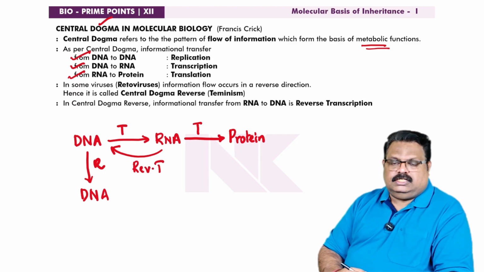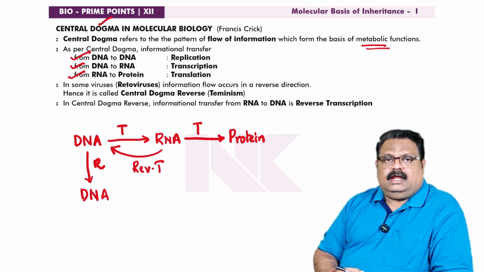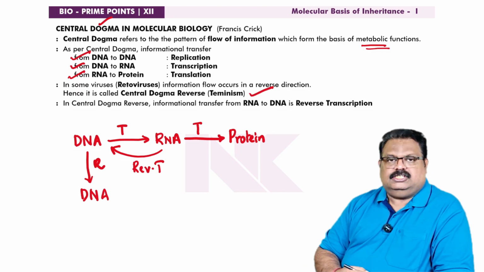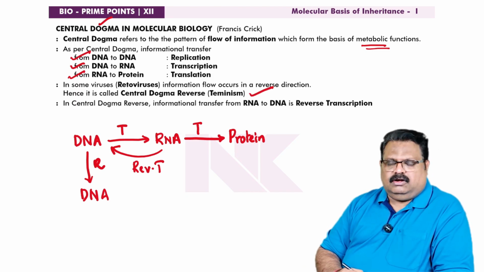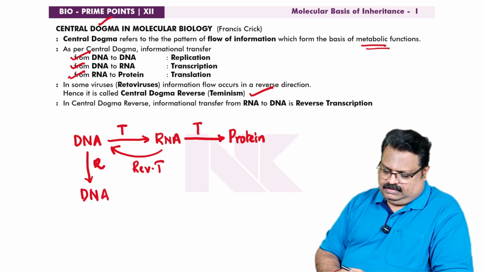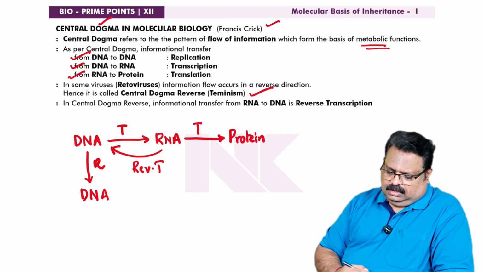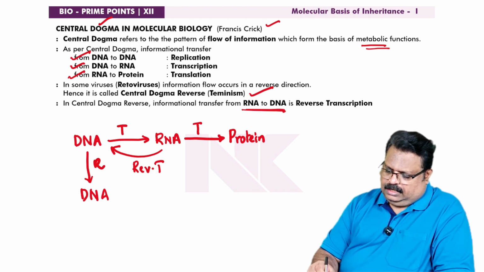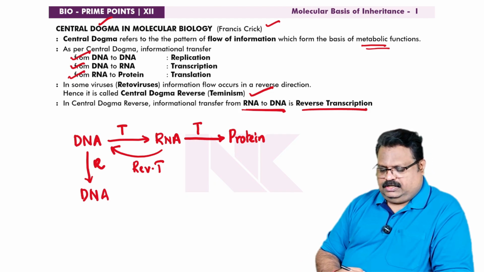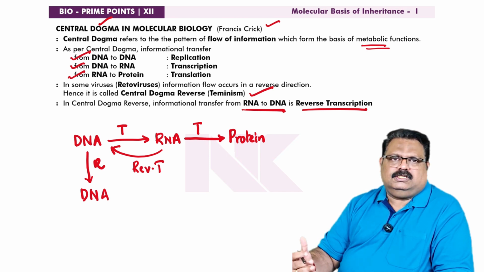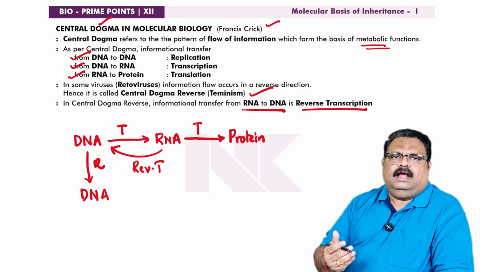Reverse transcription was first of all described by Temin and Baltimore, so that the central dogma reverse is otherwise called Teminism. The first one is called central dogma. The reverse process is called central dogma reverse. The central dogma was described by Francis Crick. In central dogma reverse, informational transfer from RNA to DNA, the process is called reverse transcription. So here the central dogma represents the basic idea of informational transfer from one system to another system, DNA to DNA, DNA to RNA, RNA to protein.